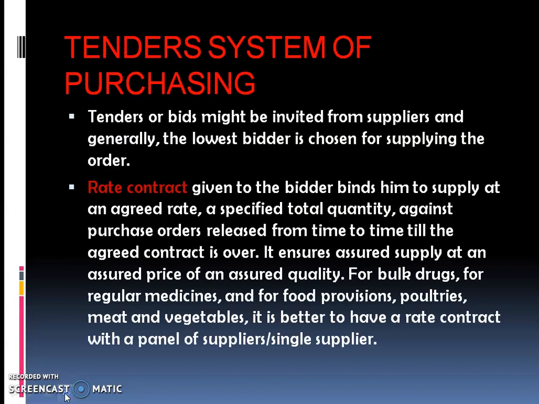Then the tender system of purchasing. In this, tenders or bids are invited from the suppliers, and generally the lowest bidder is chosen for supplying the order. Then we have the rate contract given to the bidder, which binds them to supply at an agreed rate a specified total quantity against purchase orders released from time to time, till the agreed contract is over. It ensures assured supply at an assured price of an assured quality. For bulk drugs or regular medicines, and for food provisions, poultry, meat and vegetables, it is better to have a rate contract with a panel of suppliers or a single supplier.